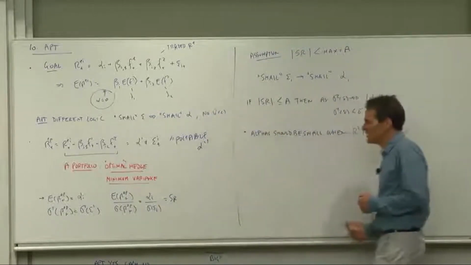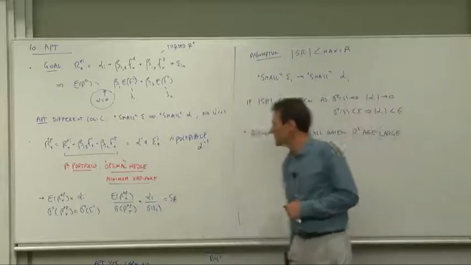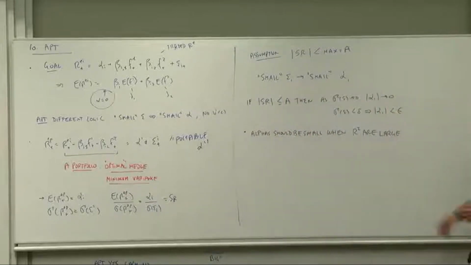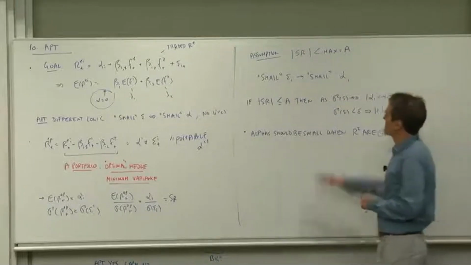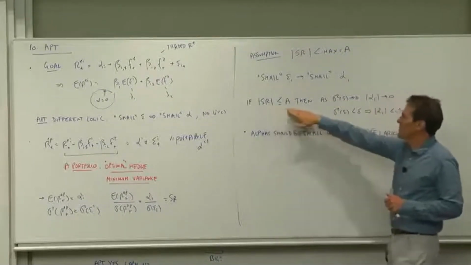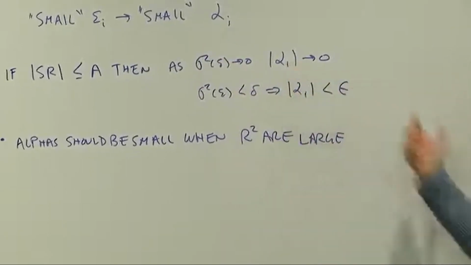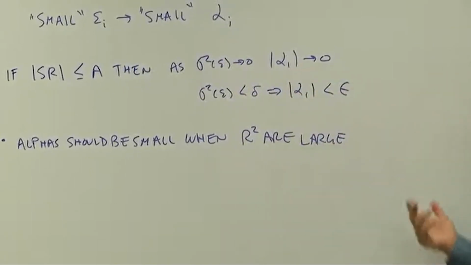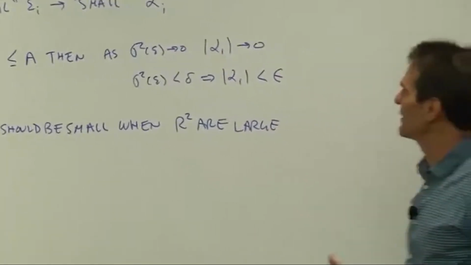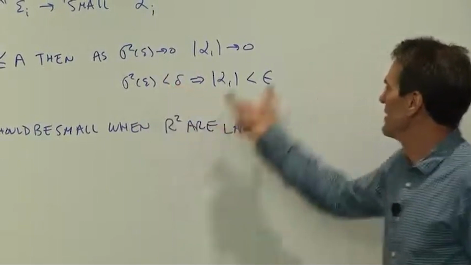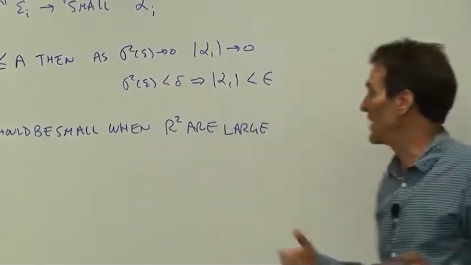Well, if that's true, if the Sharpe ratios are bounded by something, then small errors must mean small alphas. This is usually stated in more formal ways. It's stated as a limit. If the Sharpe ratio is less than some upper bound, then as the errors go to 0, the alphas must go to 0. Or if you'd like to be even more formal, for any error less than a certain delta, that tells you an upper bound on what the alphas can be.